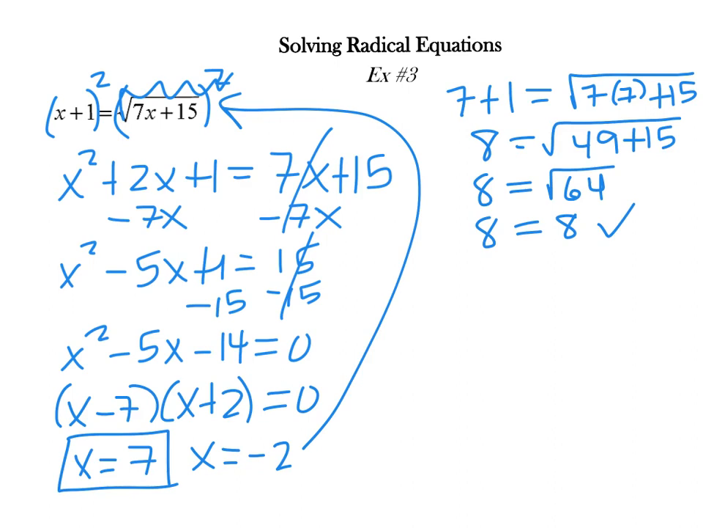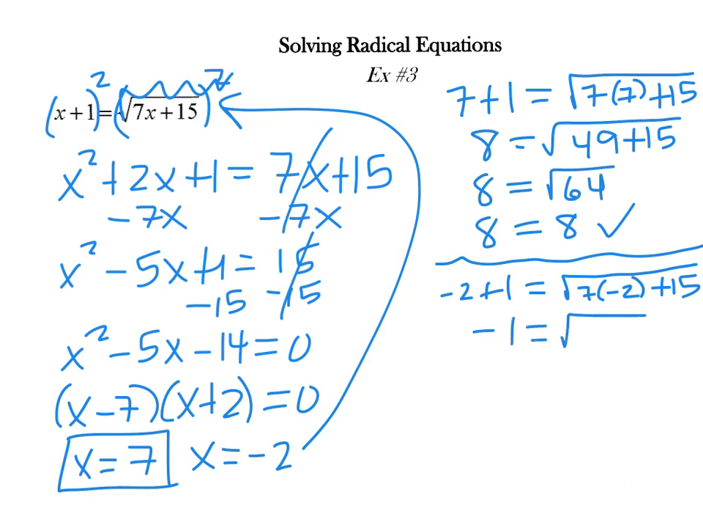Let's go ahead and confirm that negative 2 is also a solution. I'm going to plug it back into the original problem as well. I have negative 2 plus 1 equals the square root of 7 times negative 2 plus 15. On the left-hand side, I have negative 1. On the right-hand side, I have negative 14 plus 15, which comes down to positive 1. So negative 1 equals the square root of positive 1. As you know, the square root of a positive 1 gives you 1. So negative 1 is not equal to 1. So this one is extraneous.